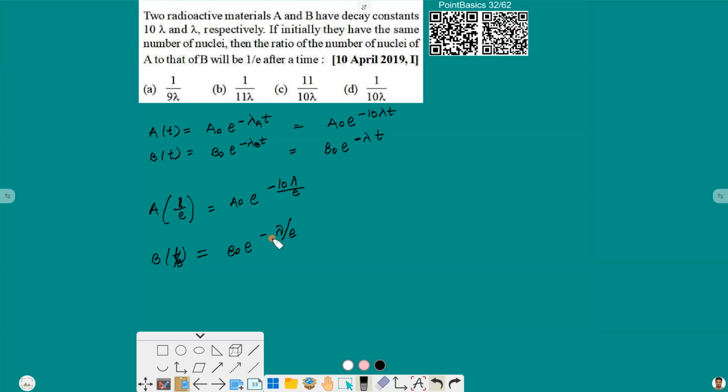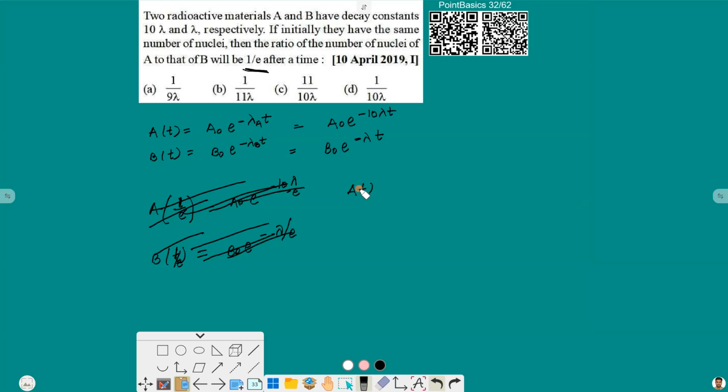Oh, sorry, I made a mistake. I misinterpreted the statement. It is asked that we have to calculate the time after which their ratio becomes 1 by e. So this is wrong here. What I have to do is just divide both of these.